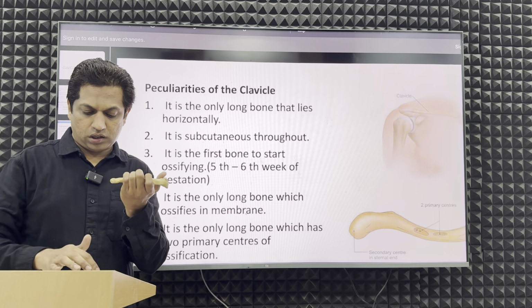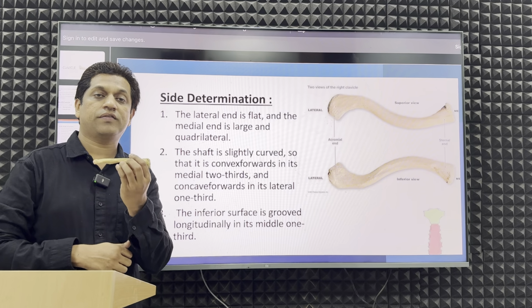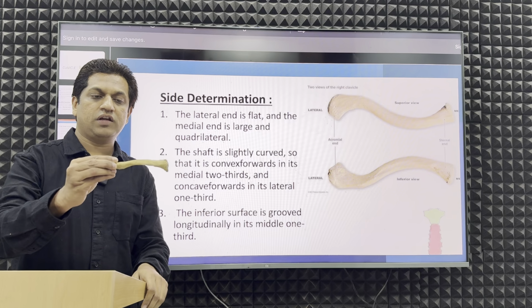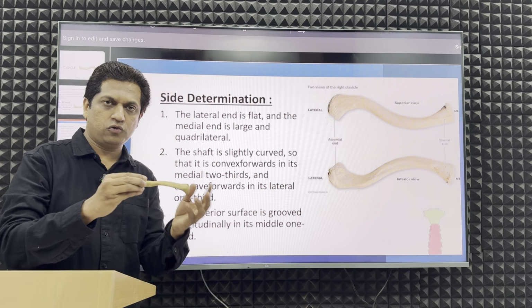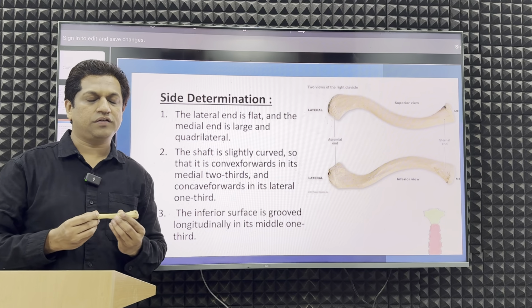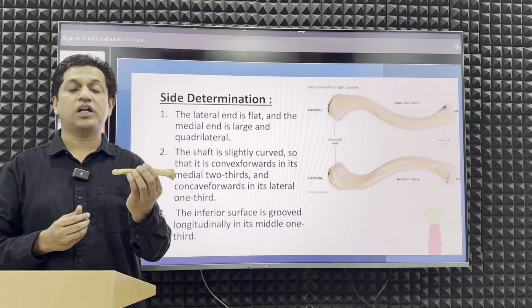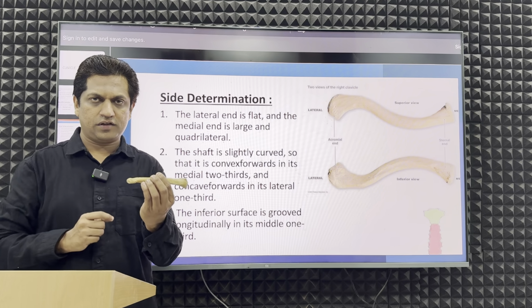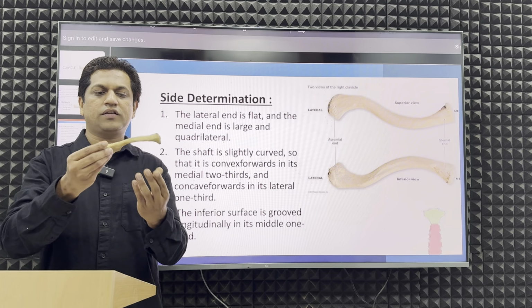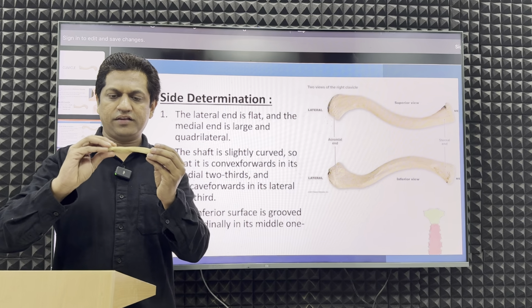Now, before the peculiarities, we will first determine the side, whether this clavicle is of the right side or the left side. Usually in an anatomy practical or viva examination, the bone is kept and you are asked to determine the side. So please listen carefully to how to determine whether this clavicle is of the right side or left side. Okay, so this is of the right side.